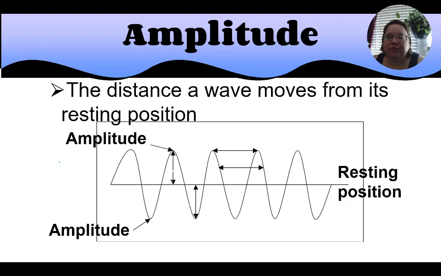Amplitude is how far the wave moves from its rest position. So the rest position is kind of just the midpoint between the crest and the trough. And the amplitude is always measured from that rest position. Now we can measure it from the rest to the crest, or we can measure it from the rest to the trough. Either way, it gives us an idea of how much energy is in that wave. A larger amplitude means more energy.